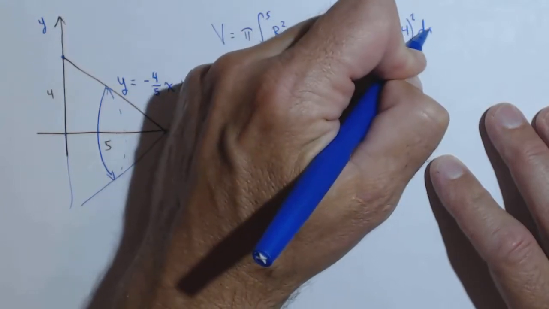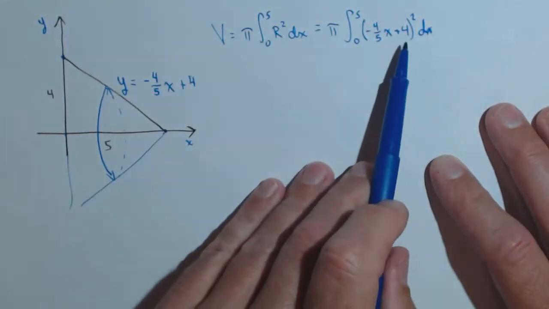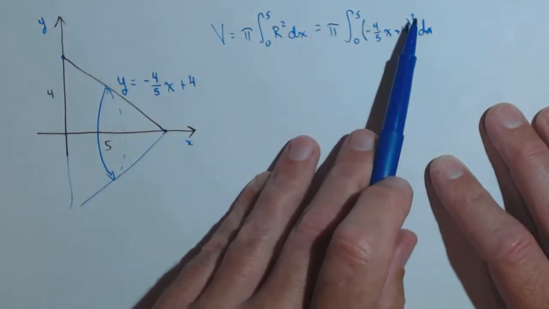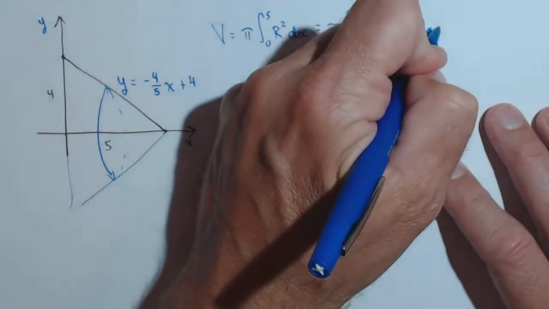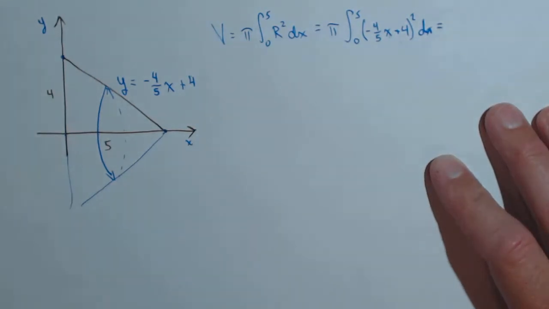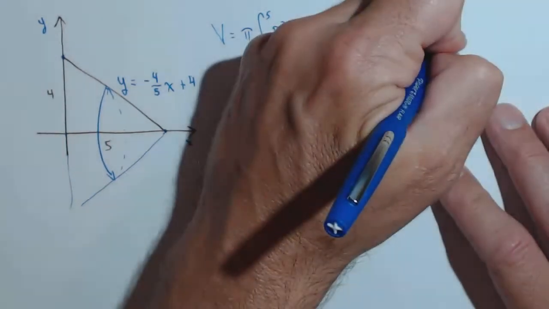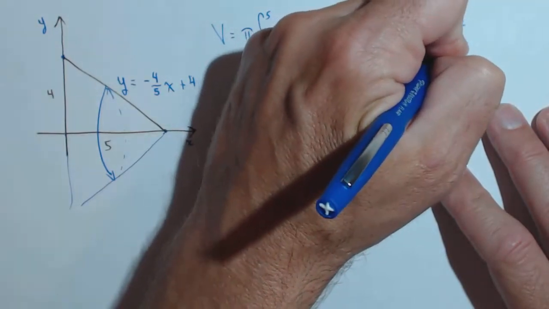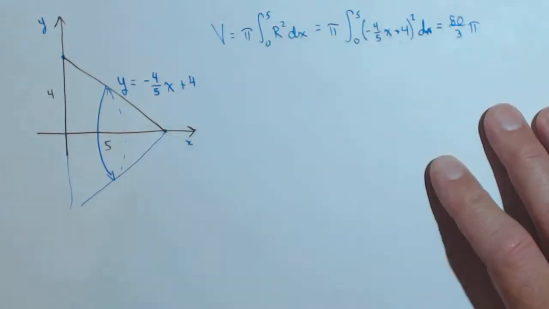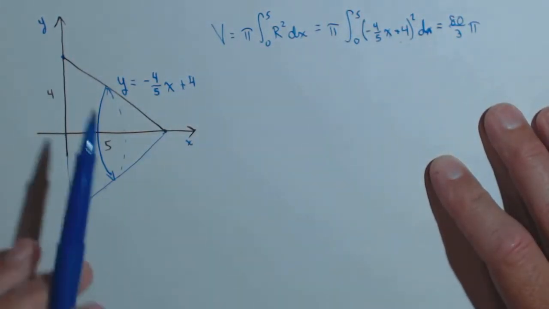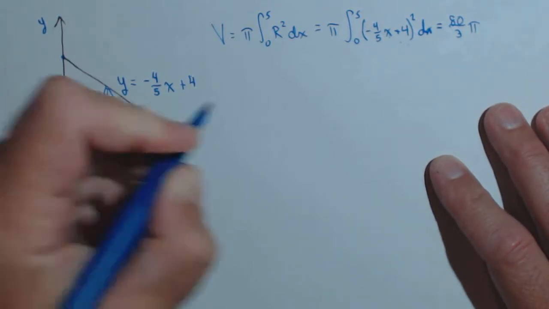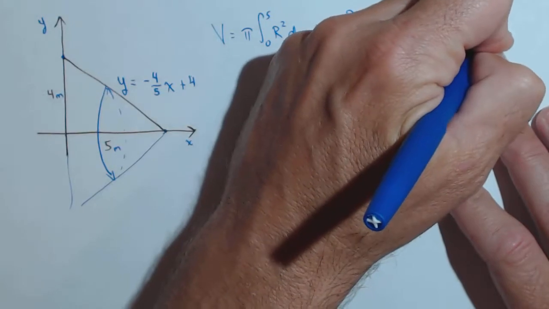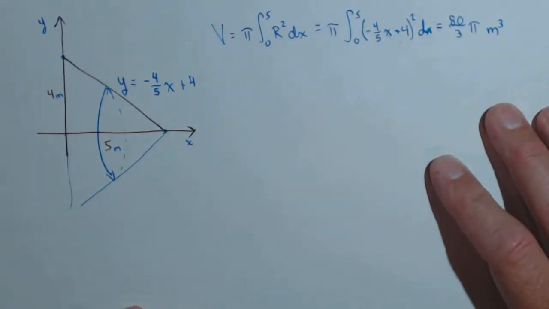I'm doing this quickly because we did this last section, but just a couple things to remember. Don't forget the radius has to be squared, and don't forget to multiply by pi. Now, I'm not going to work this integral out in this particular video. The answer will come out to be 80/3 pi, and because these were given in meters, 80/3 pi meters cubed would be the volume of this cone.